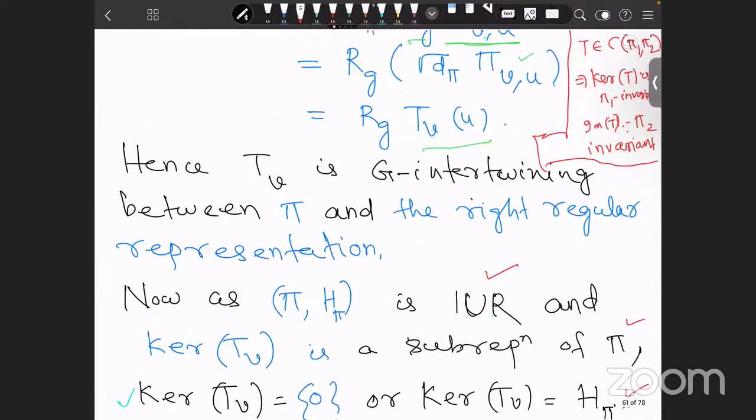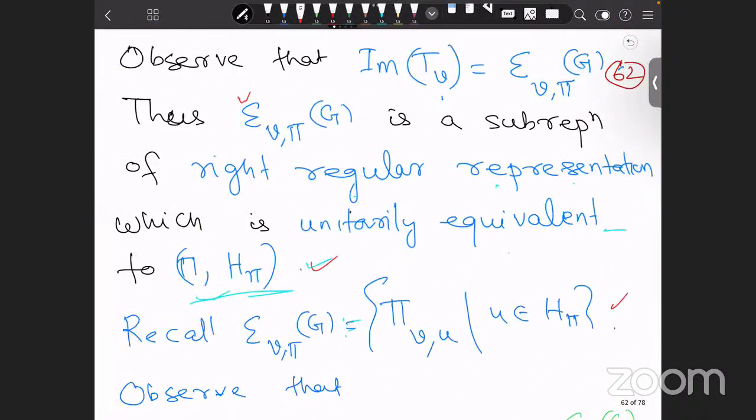And I told you that the image of T_B is G-invariant. So the image of T_B, which is nothing but E(B, π_G), is a finite dimensional subspace of L²(G). Thus E(B, π_G) is a sub representation of the right regular representation, which is unitarily equivalent to (π, H_π). So T_B is basically a G-intertwining operator between π and E(B, π_G), and that is really a unitary map. So the conclusion: E(B, π_G) is a sub representation of the right regular representation, which is unitarily equivalent to (π, H_π), and this happens for every B with norm of B equal to 1, not just for a single B.